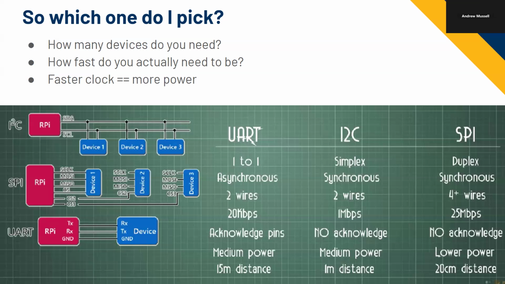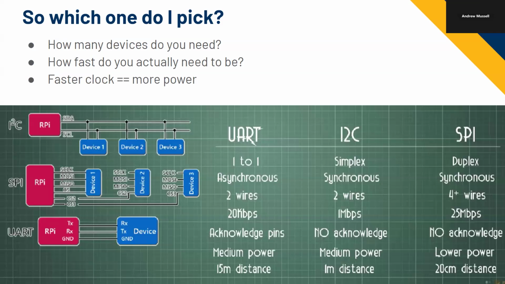For SPI, why is it still considered duplex if it's all synchronous? If you can't send messages between two things at the same time, wouldn't that be half duplex? Synchronous just means if you're using a clock or not. So if you're using a clock, you're synchronous. And you can send data back and forth at the same time.